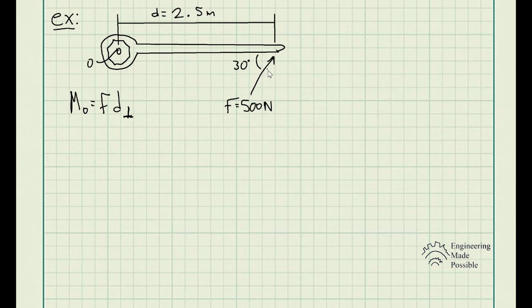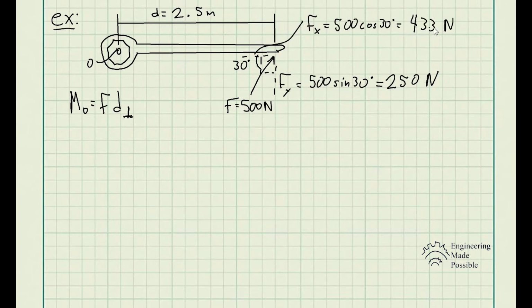So one thing we could do is split this force up into its X and Y components. So we have the Y component and we have the X component here. It's nothing more than trig, solving for the X and Y components and seeing what kind of moments each one has. In this case, we already know the vertical component of this force, the Y component, is going to be perpendicular to this distance, right? It's going to be a 90 degree angle here. So the Y component of this force is equal to 500 newtons times sine 30, which essentially is 250 newtons. Now let's go ahead and do the X component. The X component of this force is 433 newtons.